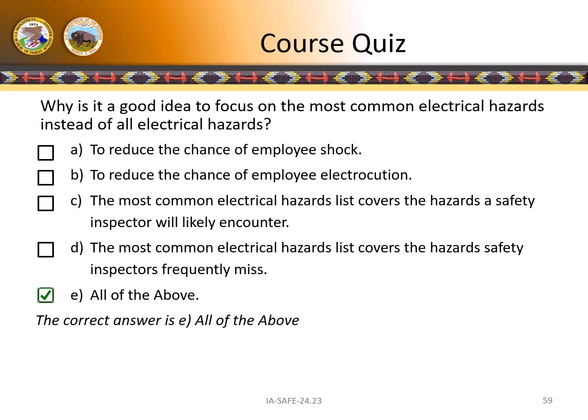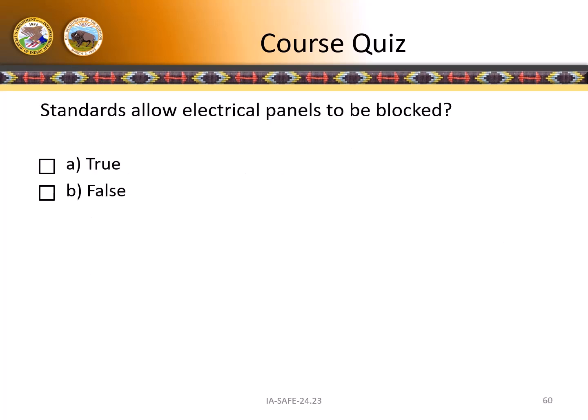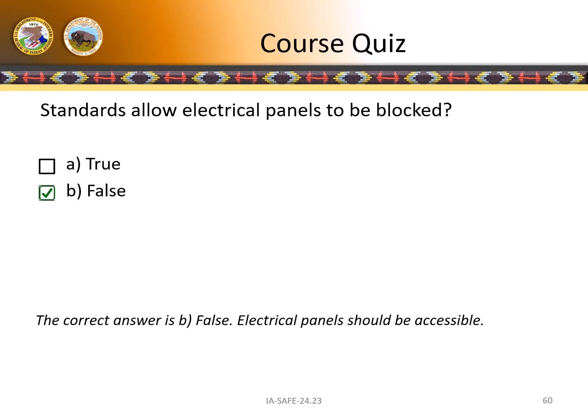The correct answer is E. All of the above. Standards allow electrical panels to be blocked. A. True. B. False. The correct answer is B. False. Electrical panels should be accessible.